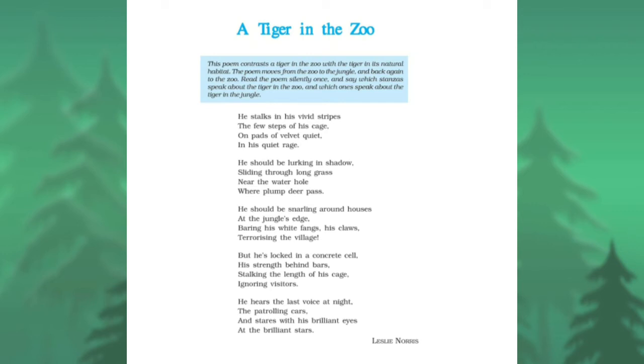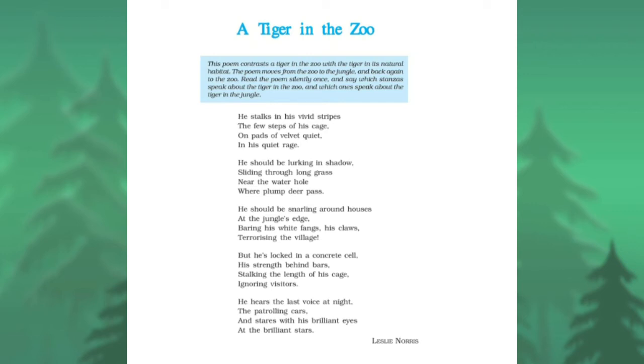He should be snarling around houses at the jungle's edge, baring his white fangs, his claws, terrorizing the village. But some more activity is described here by the poet if the tiger is supposed to be in the jungle. What are the more activities that the tiger can do? That he should be snarling. Snarling means growling, making a terrorizing kind of sound. Okay, a terrific sound, you can say.